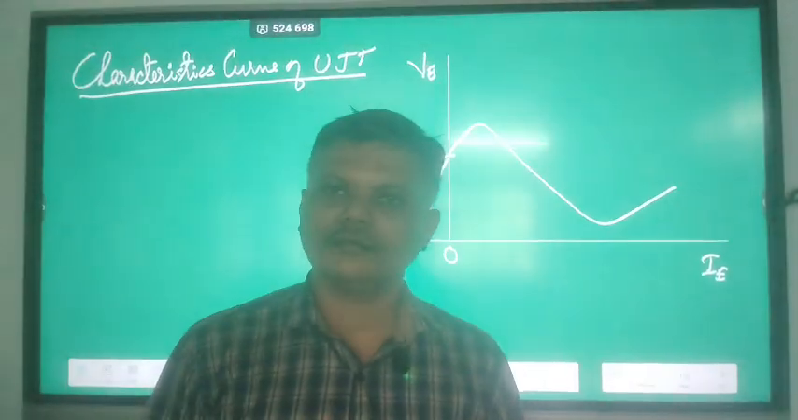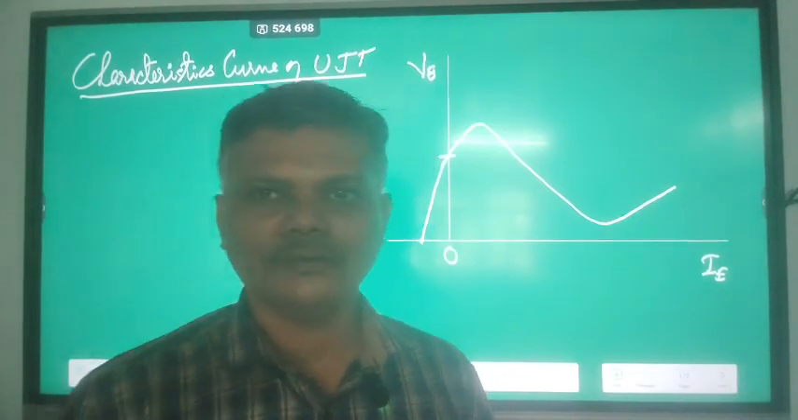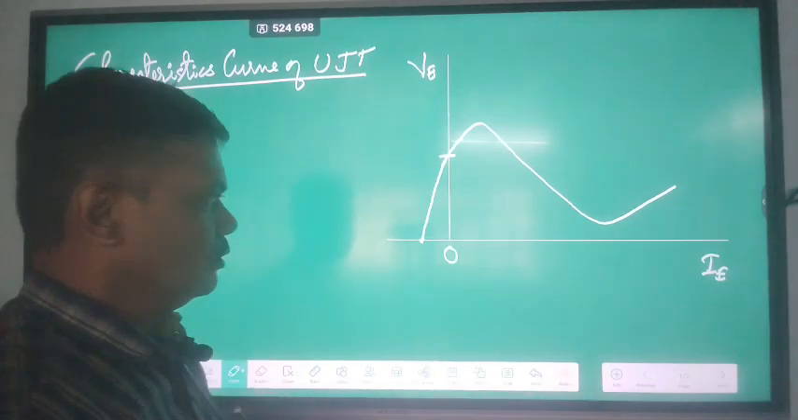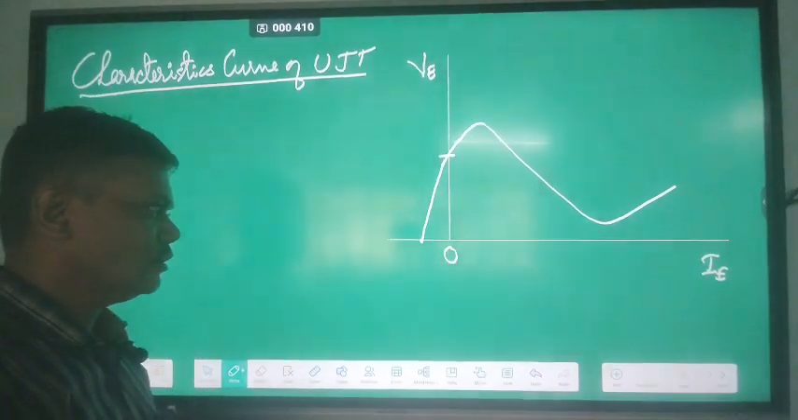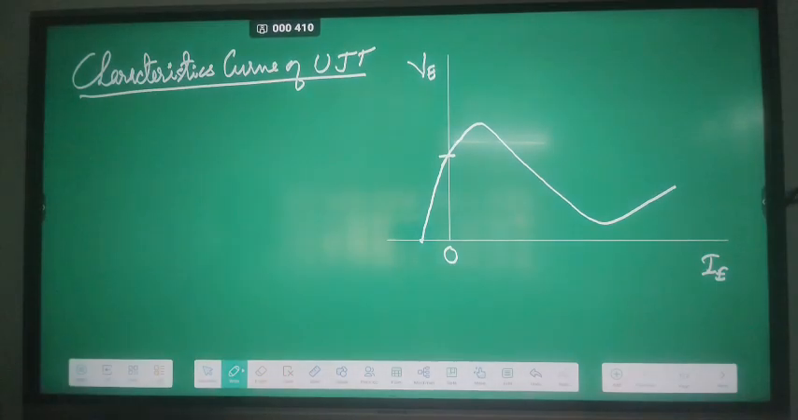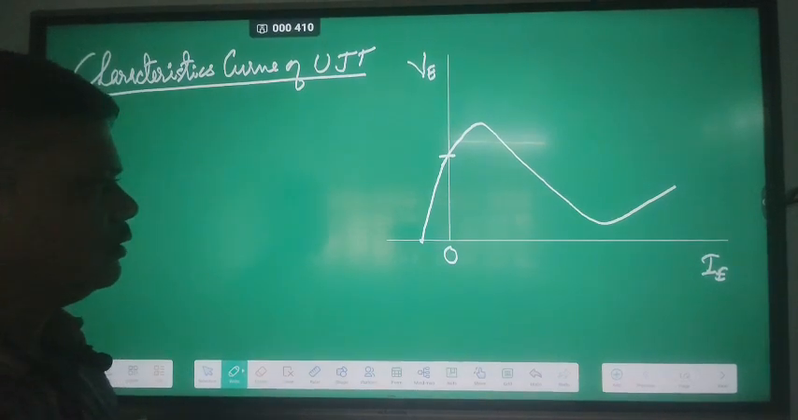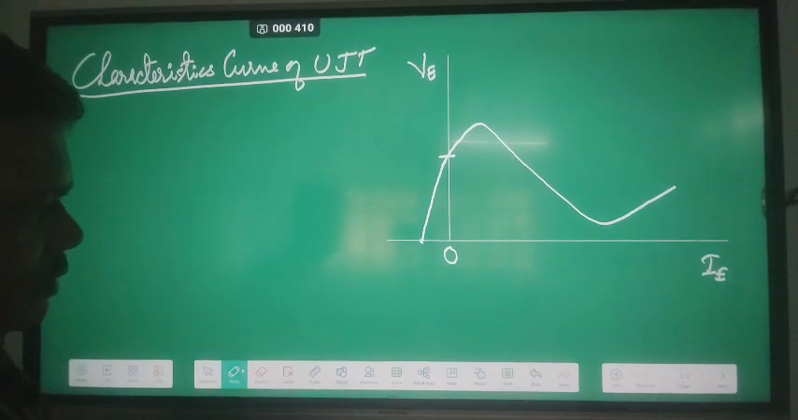Hello students, today we are going to discuss the characteristics of the unijunction transistor. The characteristics of the unijunction transistor is drawn between VE and IE, where VE is the voltage in the emitter section and IE is the current from the emitter to the base section.